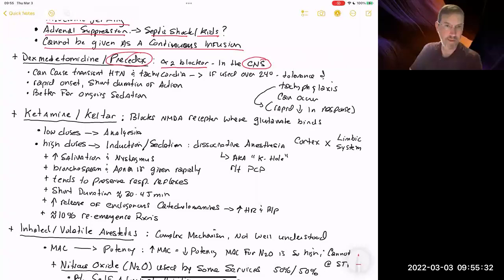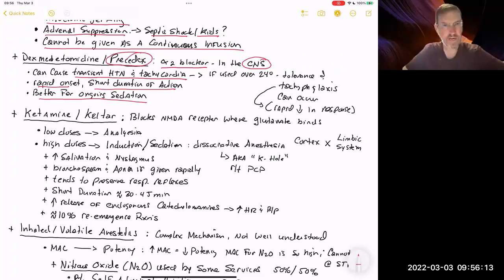Unlike some of the other agents, this can actually cause a transient elevation in blood pressure and tachycardia. Like the other agents, it has a very rapid onset and a very short duration of action, and it can be given as a drip. So dexmedetomidine is not a great induction agent. You're not giving it as a bolus to induce unconsciousness, unlike propofol or etomidate, but it's better for ongoing sedation after somebody's been intubated or they come out of the OR or something like that.